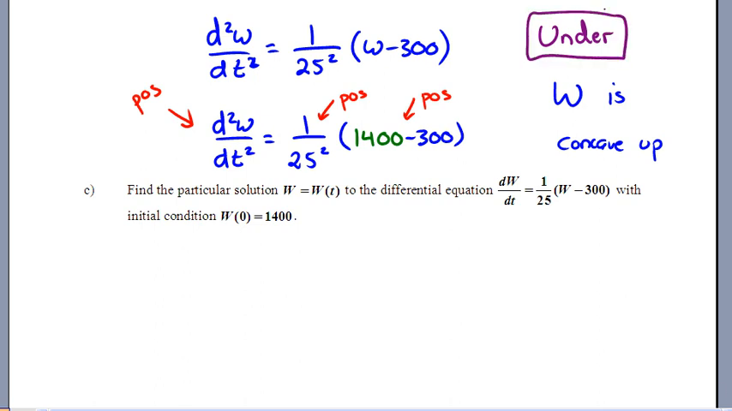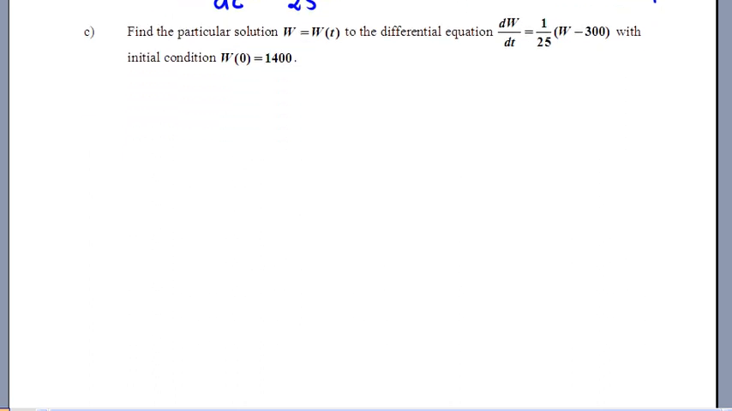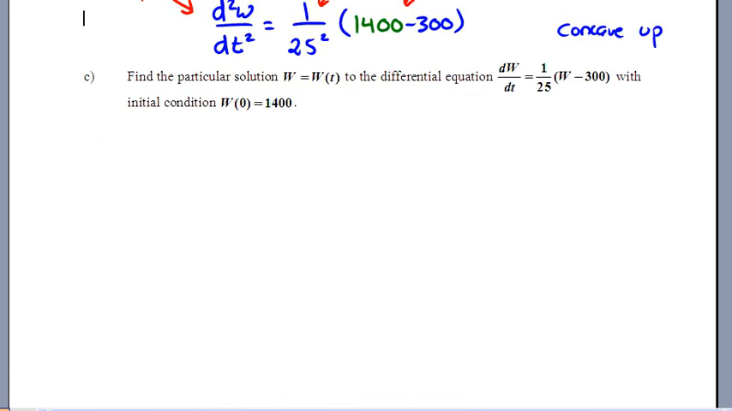$14.11 is too low. Now the final question of this chapter: can you actually go and find the real solution to this problem? Because right now I was just sketching this thing. It kind of goes like that, it's concave up. Well, let's see if we can actually get the right answer here.